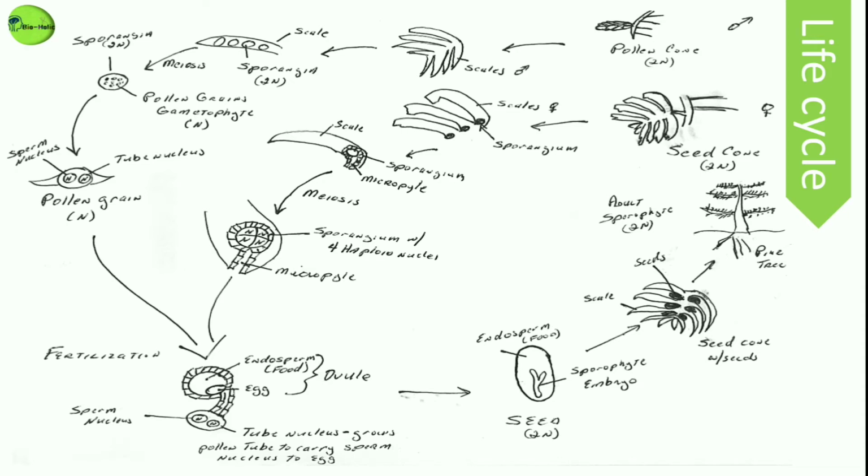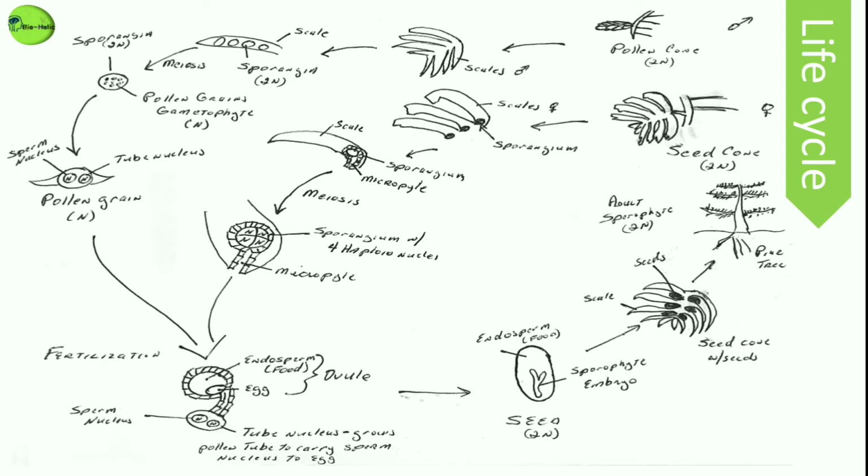Now the cones bearing the megasporophylls with the ovules or the megasporangia are called the megasporangiate or female strobili, as I have said before. The male or female cones or strobili may be borne on the same tree or on different trees. So the megaspore mother cell is differentiated from one cell of the nucellus.